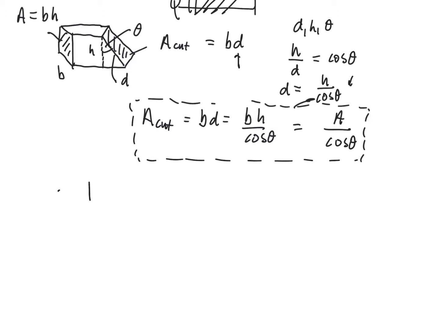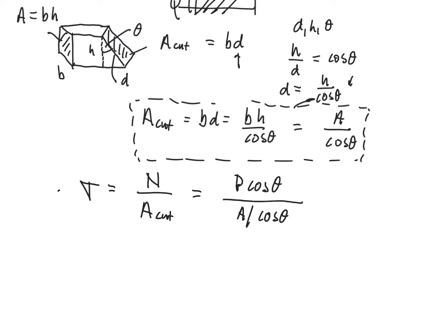So now we've got sigma is equal to, remember, the total normal force divided by the cut area. So it's going to be N divided by the area of the cut. N was equal to P times the cosine of theta, and the area of the cut is equal to A divided by the cosine of theta. If we multiply top and bottom by cosine of theta, that gives us P divided by A times the cosine squared of theta.